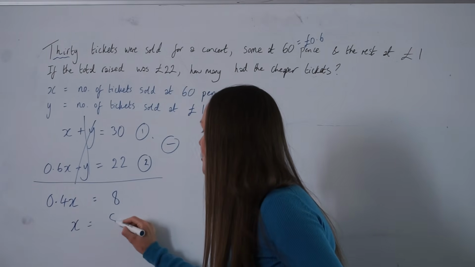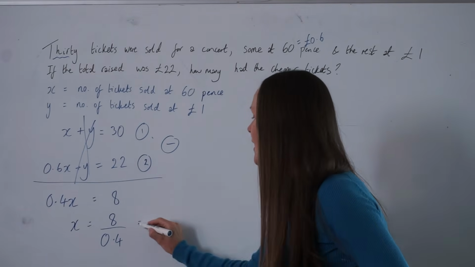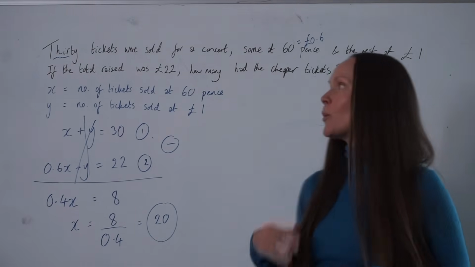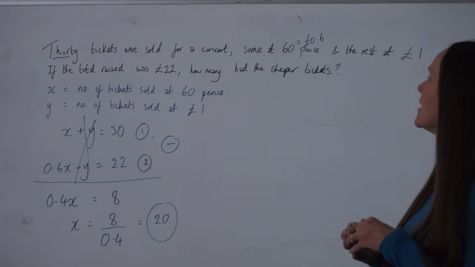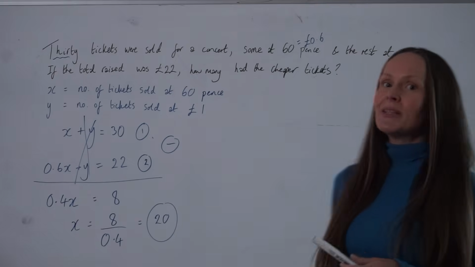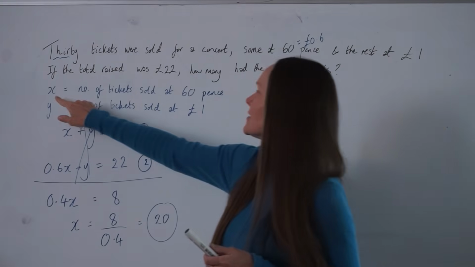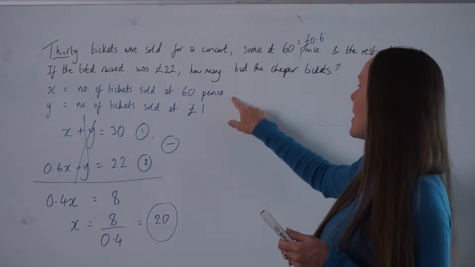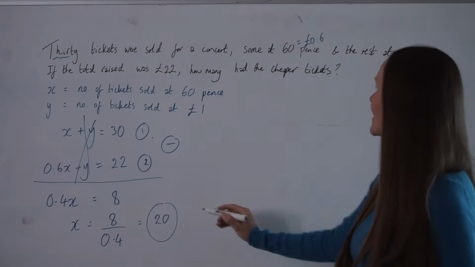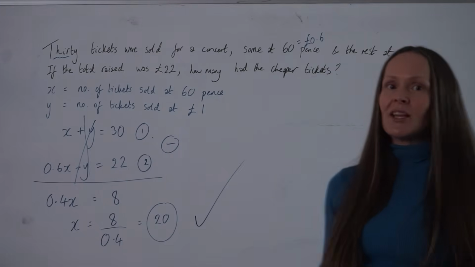So x is found by dividing 8 by 0.4, and when you work this out, you get 20. Okay, so let's just remind ourselves what we actually need to work out in this question. It says, how many had the cheaper tickets? Well, the cheaper ticket was the ticket costing 60 pence, and x is the number of tickets sold at 60 pence. And we just happen to work out x here. Okay, so 20 is the number of people that had the cheaper tickets, so we finished.